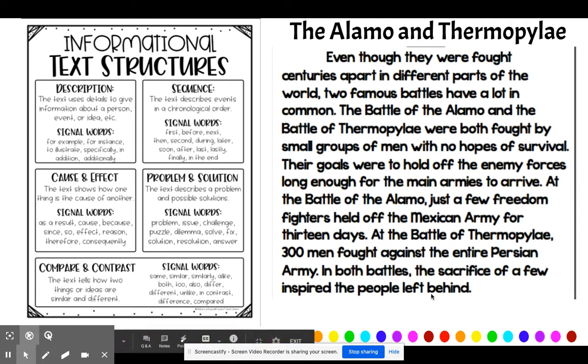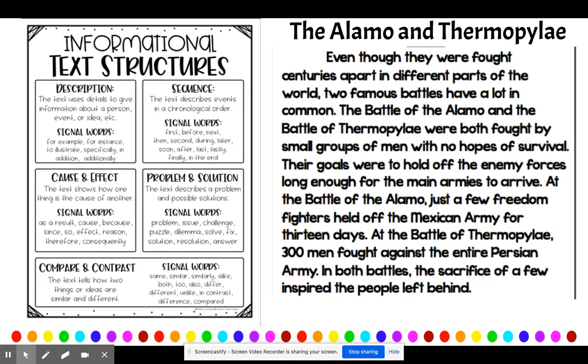As I read, I am looking for any signal word that I see on this page. Today, I'm not telling you it's going to come from the sequence box or the compare and contrast box. We are developing and growing as readers. And so we are going to have to start really just reading a passage without any background information and going, okay, this is what the author is talking about.